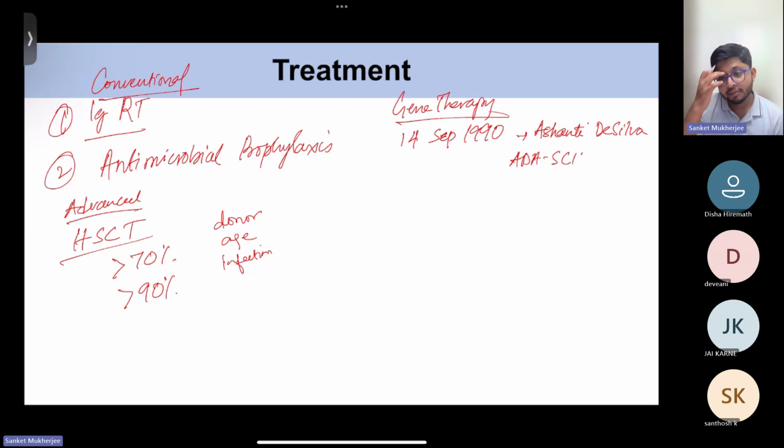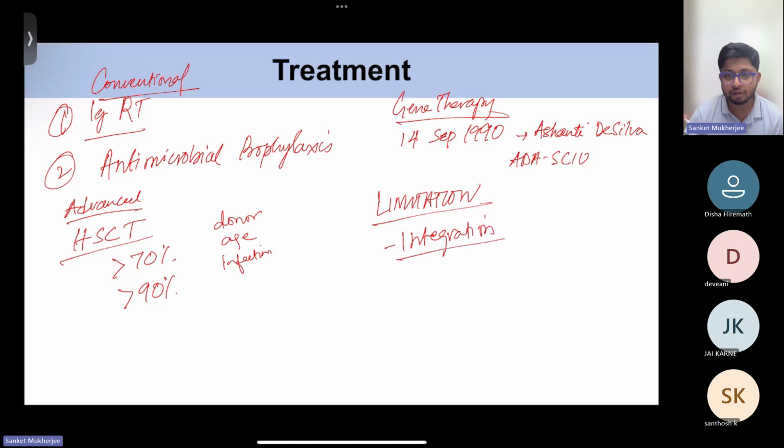There are limitations with gene therapy, which is very common to what we have seen earlier also: there could be integration of viral vectors. Random integration into any part of the chromosome could lead to several complications. Another thing could be upregulated transgene expression. Suppose you're targeting a gene for SCID, but some other gene is upregulated or downregulated. So upregulated transgene expression is another limitation.